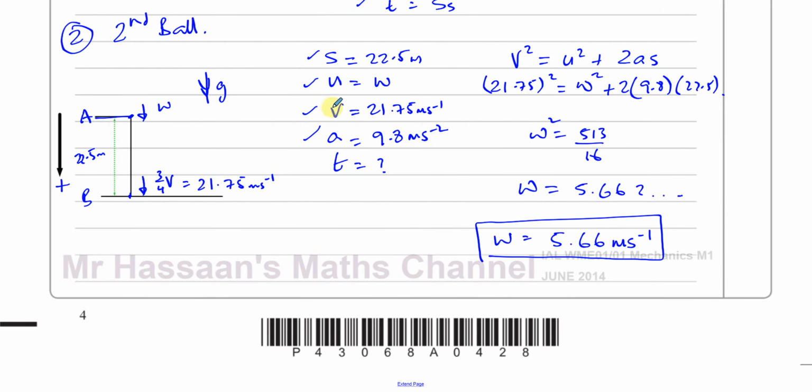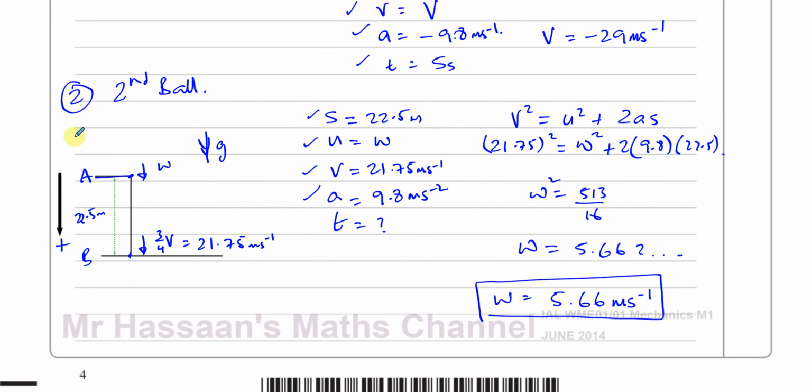Now I've got to think about it in terms of velocity. In the second part of the question, the ball was projected down. Therefore, I'm taking down as positive. Therefore, the displacement is 22.5, positive. The final velocity is 21.75, positive, because it's going down at the point where it hits the ground. And the acceleration due to gravity is also positive because it's down.